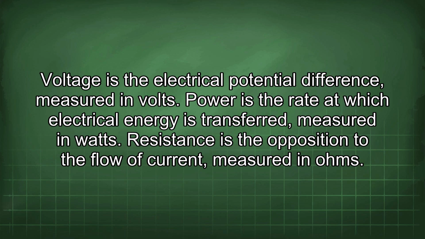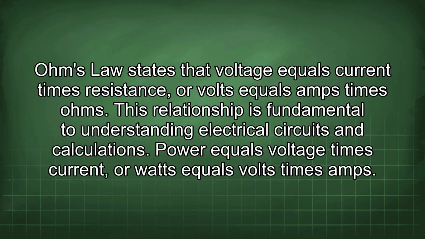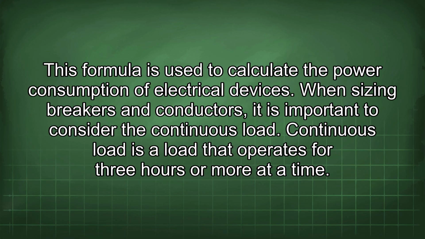Power is the rate at which electrical energy is transferred, measured in watts. Resistance is the opposition to the flow of current, measured in ohms. Ohm's law states that voltage equals current times resistance, or volts equals amps times ohms. This relationship is fundamental to understanding electrical circuits and calculations. Power equals voltage times current, or watts equals volts times amps. This formula is used to calculate the power consumption of electrical devices.